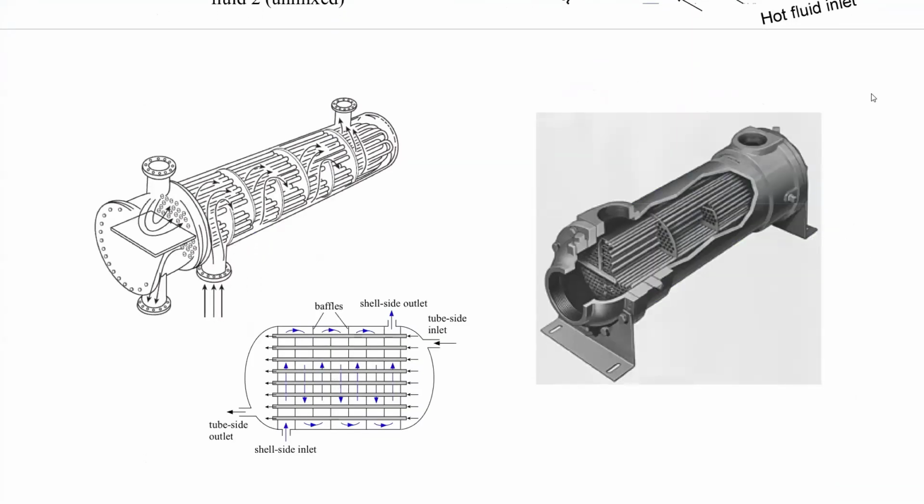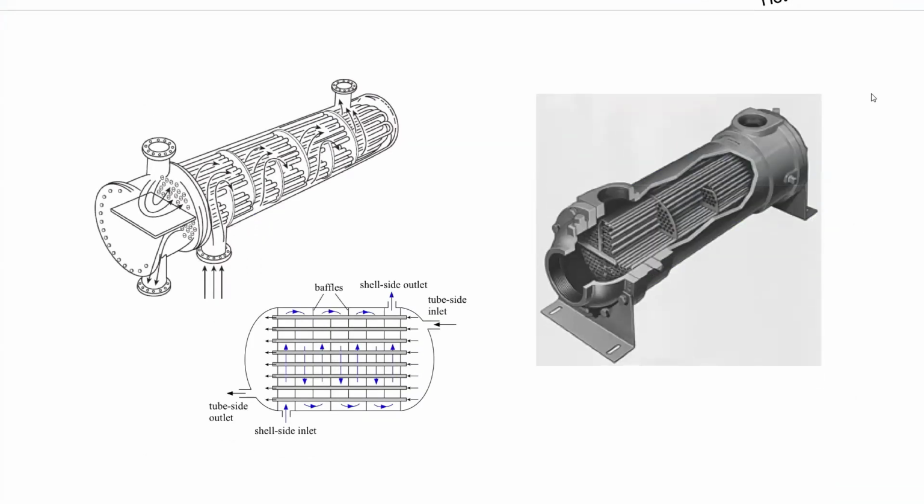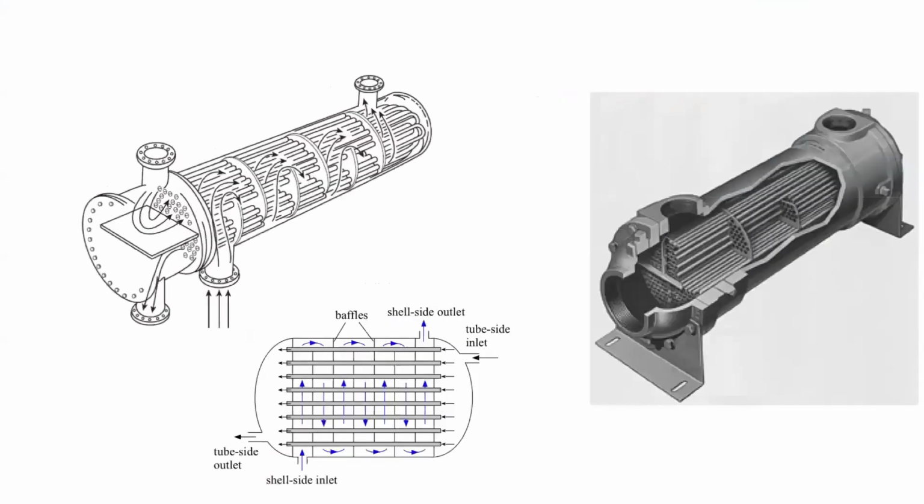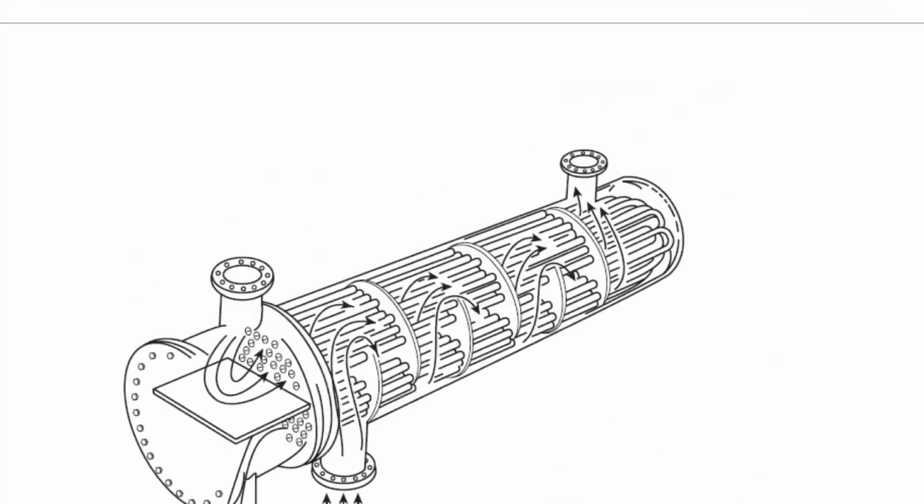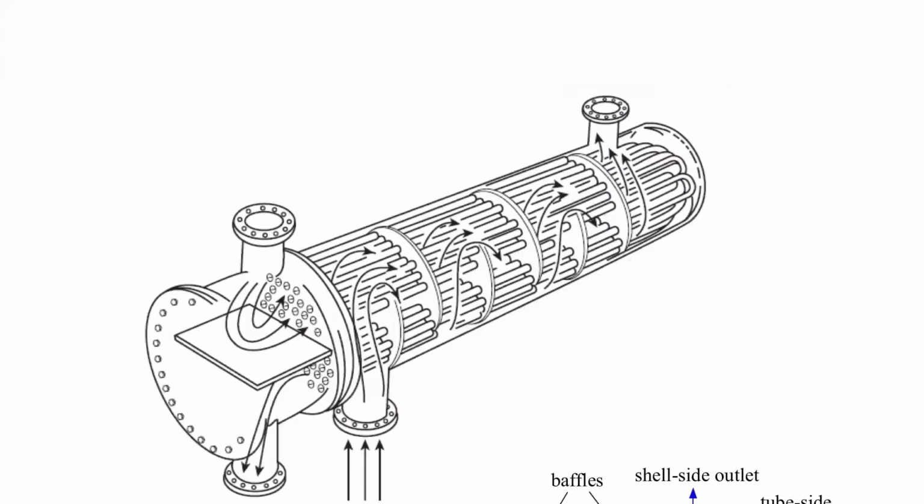Okay, so one other geometry, which is exactly what the question was about, is this. We call it a shell and tube heat exchanger. This heat exchanger is hard to see, so let me zoom in. This is actually really common in power generation applications.